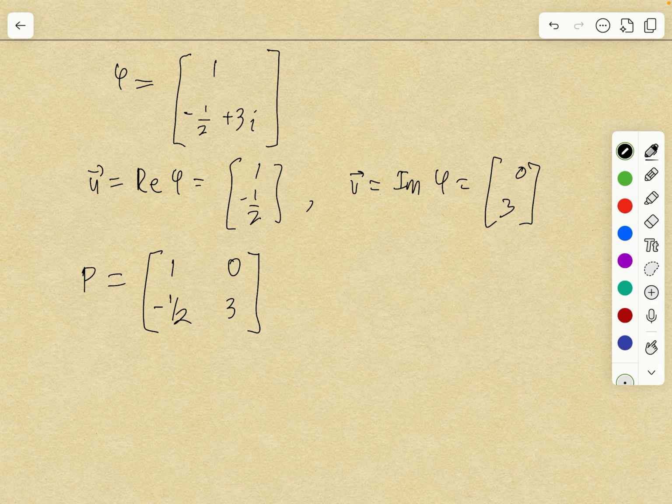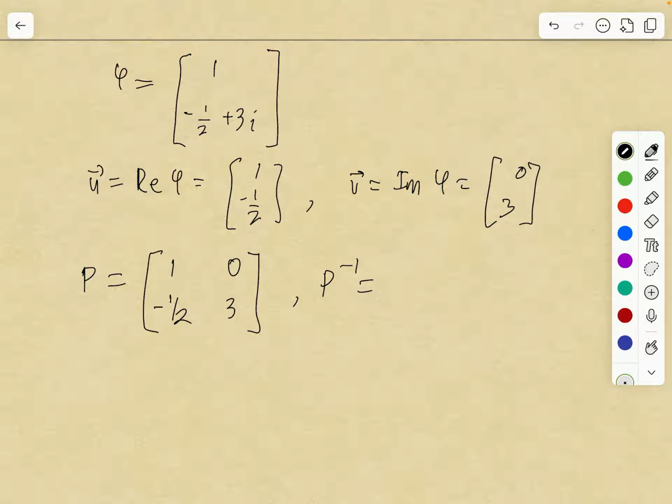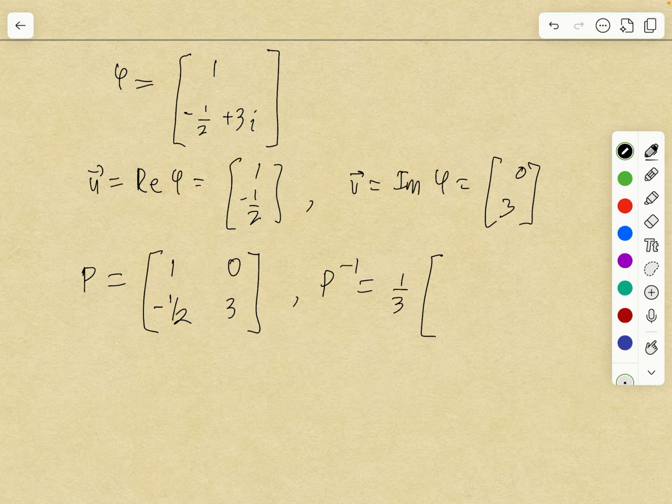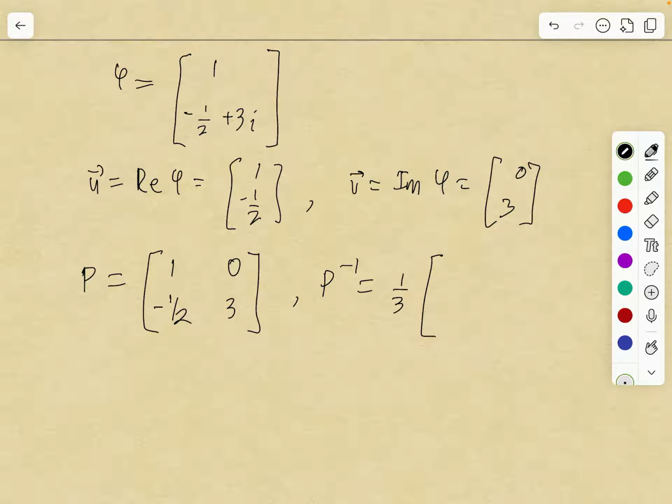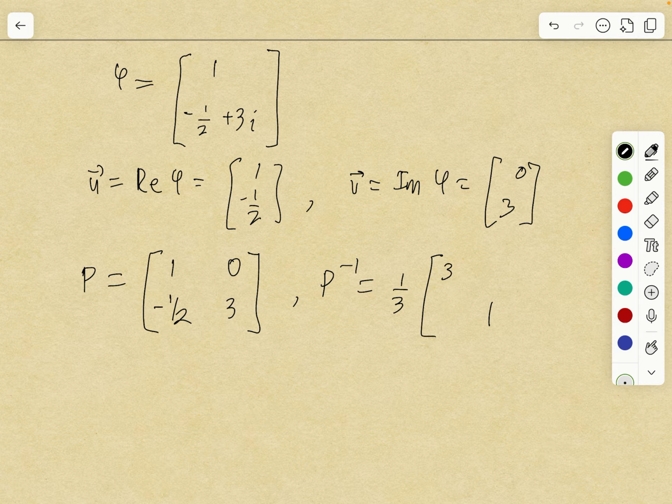Let's calculate P inverse. So for a 2 by 2 matrix, it's helpful to remember the formula. So it's 1 divided by the determinant. So the determinant is 3, so 1 over 3 times, and then you swap the A and D terms, so you get 3 and 1 here. And then you keep the B and the C where they are, but you multiply by negative 1. So you get 0 here and 1/2 here. So that's P inverse.